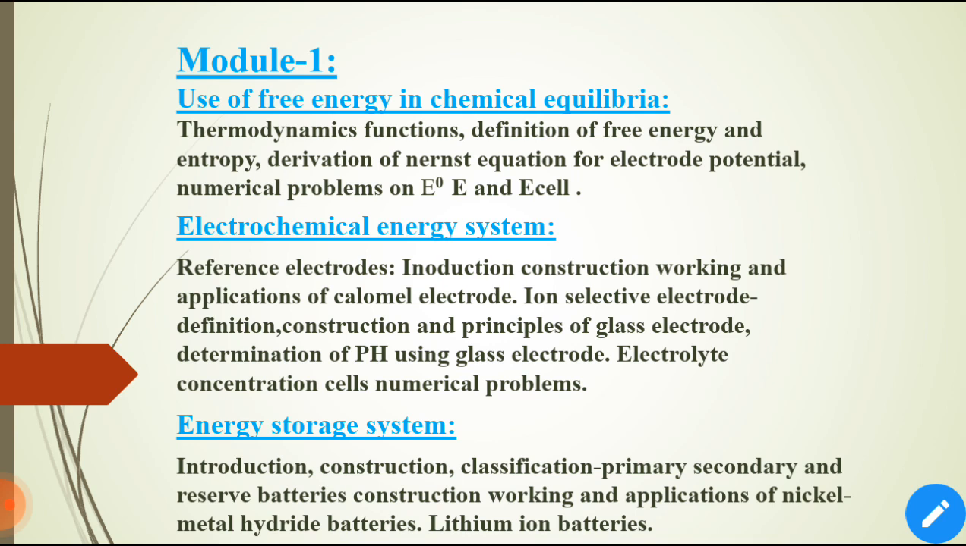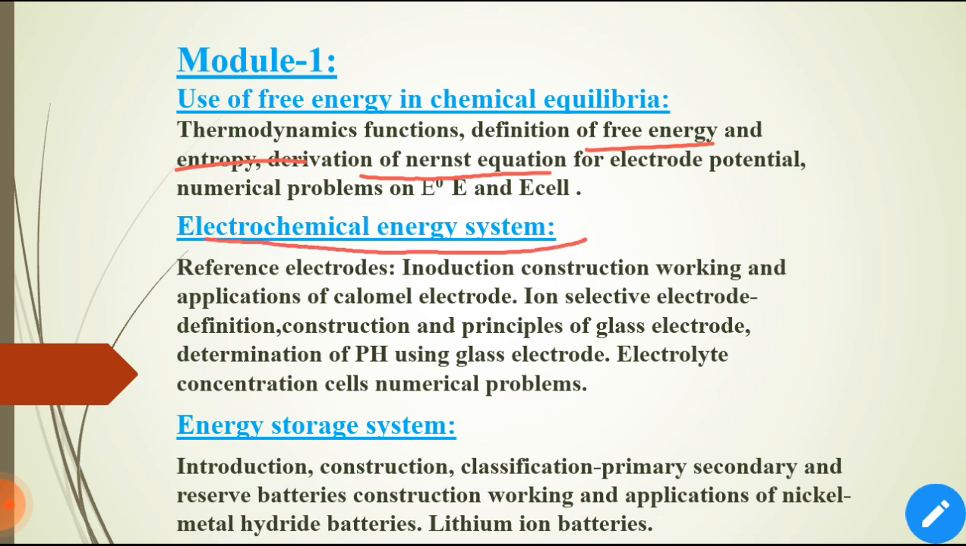Okay, first is how to study the use of free energy in chemical equilibria. In this concept you have to study the thermodynamic functions. Which are the thermodynamic functions? Free energy, entropy, enthalpy, and in the free energy you have to study the Gibbs free energy and Helmholtz free energy. Okay, these are the topics we have to study. Next we have to study the derivation of the Nernst equation for electrode potential. Based on this Nernst equation we have to solve the problems also.